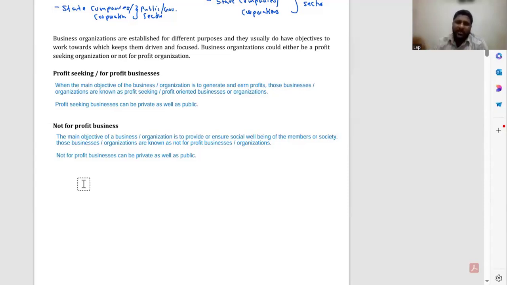And the second classification: businesses you can split into profit-seeking businesses and not-for-profit businesses. If a business is looking for profits, that is a profit-seeking business. If a business is looking for the well-being of the society, the betterment of the people, that is a not-for-profit business. Simple as that. Now let's move to the next part.